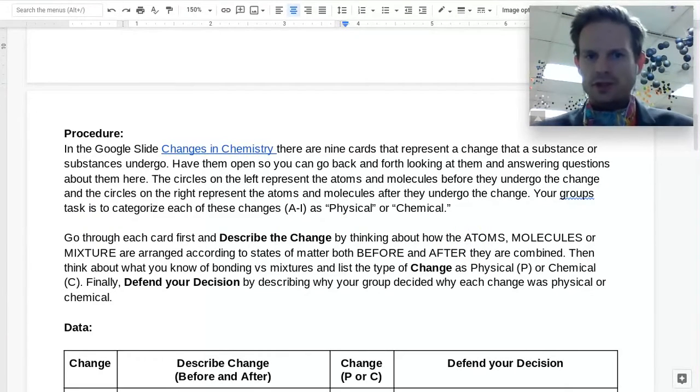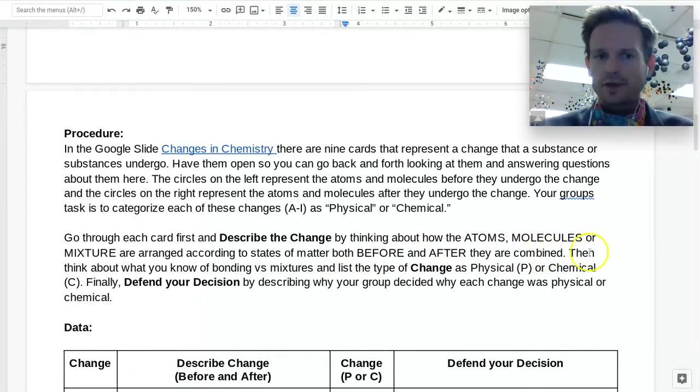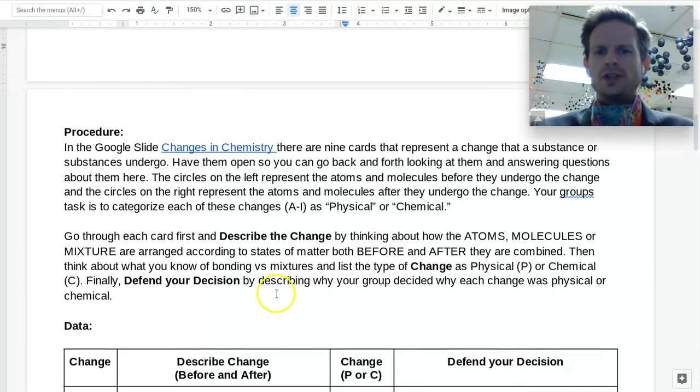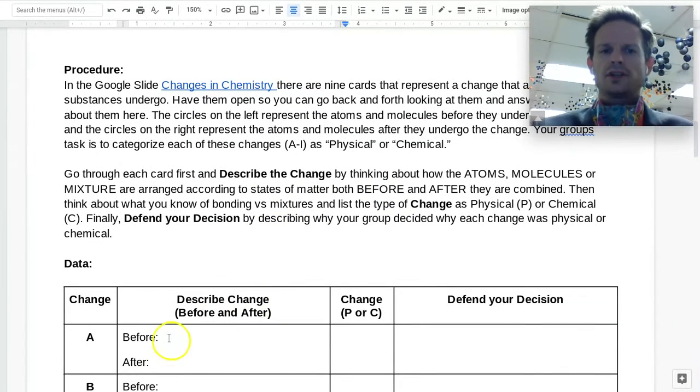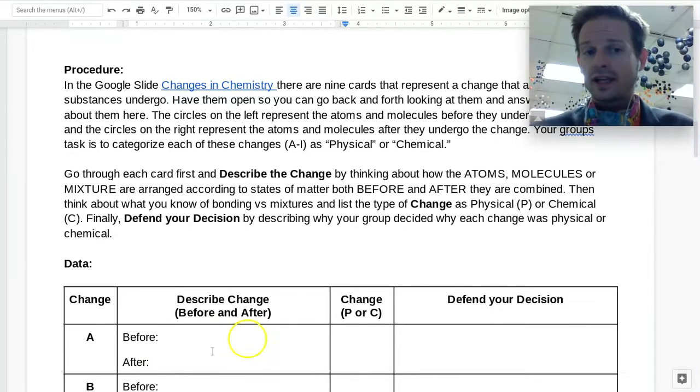Okay. So what I want you to think about is the difference between atoms, molecules, and mixtures, right? And how they're arranged both before and after, right? And I have pictures of both of those. Then think about what you know about the bonding that we talked about last week, versus how mixtures are kind of set up. And then once you do that, that's going to go right here. So you take a look at the pictures, the one or two of the befores, and then the one or two afters, okay?